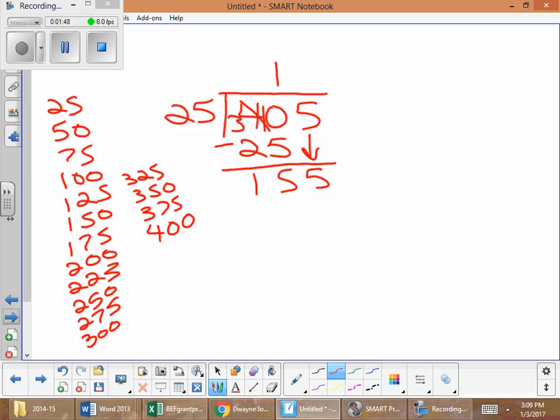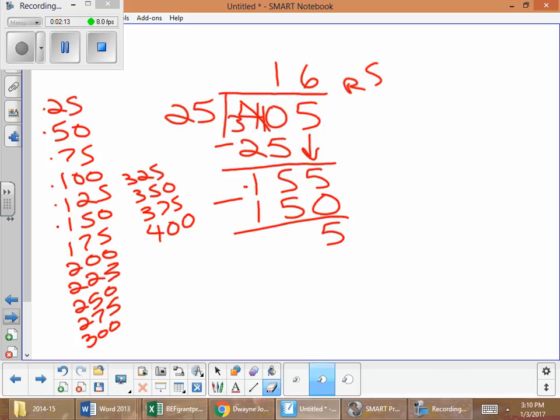Now we go back up to 25 and see if 25 can go into 155. Looking at our list, it goes in 6 times, and 6 times 25 is 150. Normally after we subtract this, you would get 5 and you would write a remainder of 5. Well, we're not going to do that anymore. We're going to erase this remainder, and I'm going to show you what you can do.